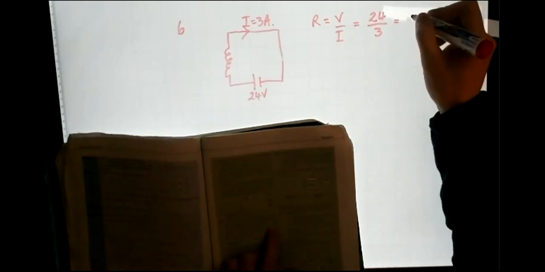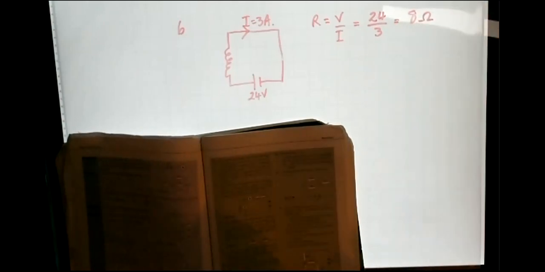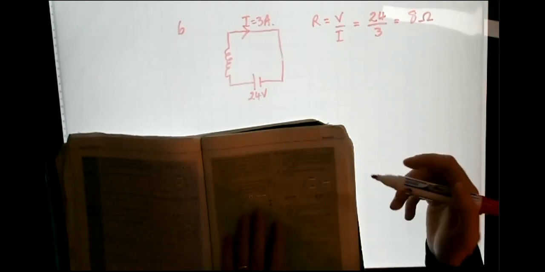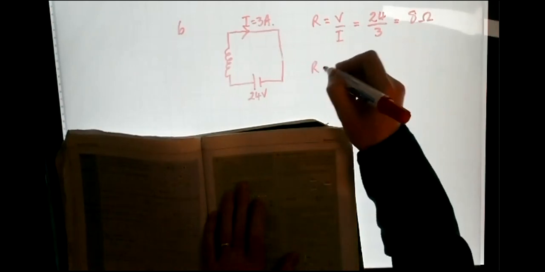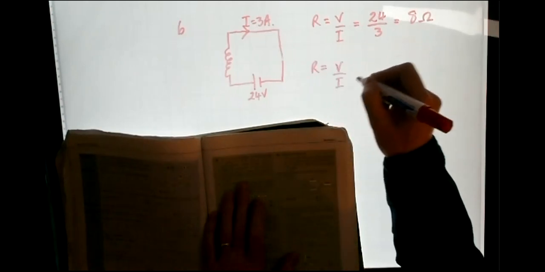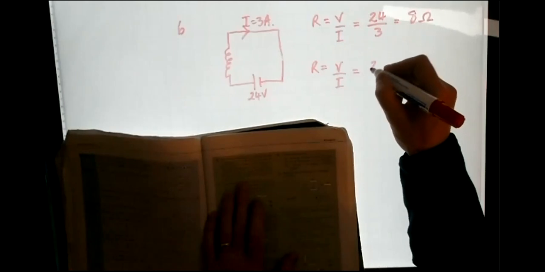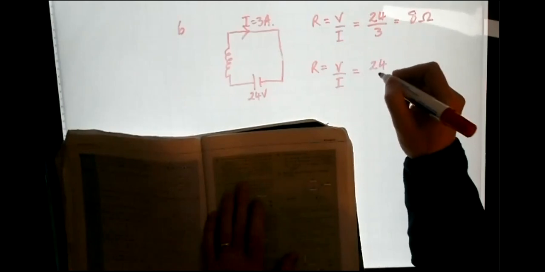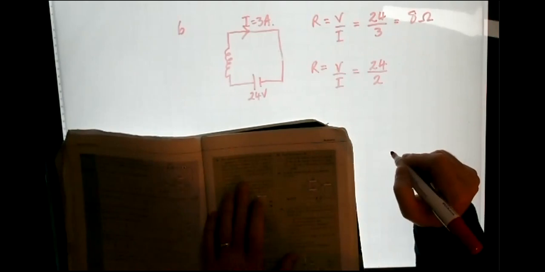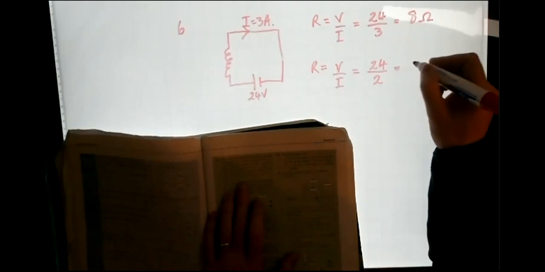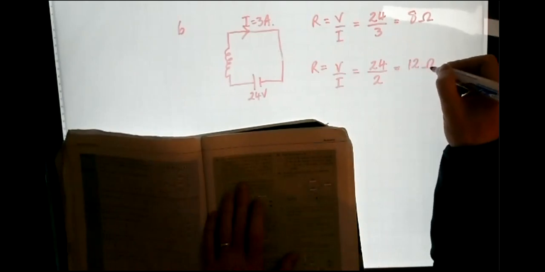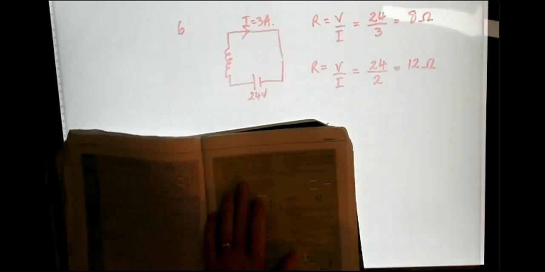The V is the same because it does not change with the change in temperature. So with 24 volts and the new current of 2 amps, the resistance changes to 12 ohms.